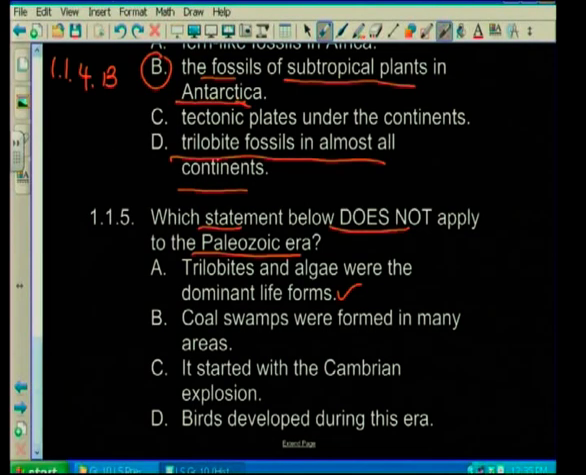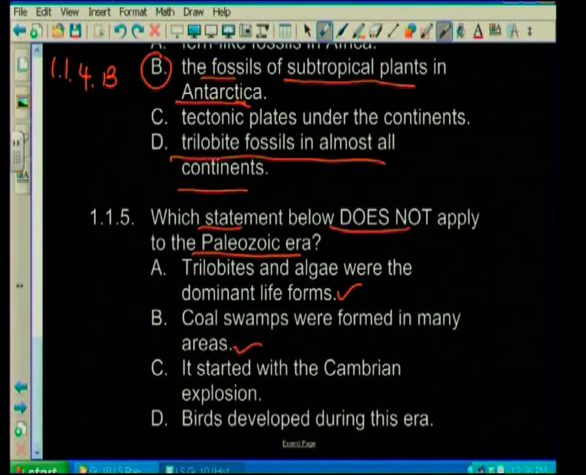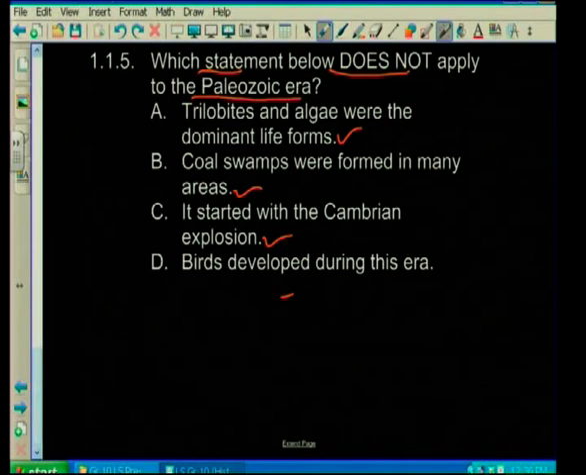Coal swamps were found in many areas. There were lots of trees in the Paleozoic era, gymnosperms or cone-bearing plants, as well as other plants which died off and then formed the coal deposits, remember. So coal swamps were a vital part of the Paleozoic era. So that one's correct. It started off with the Cambrian explosion, we said that. And then, birds developed during this era.